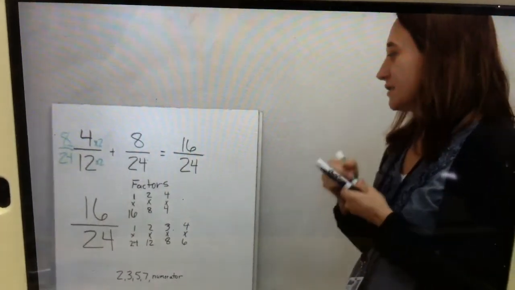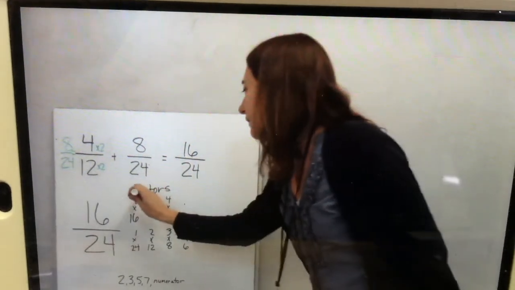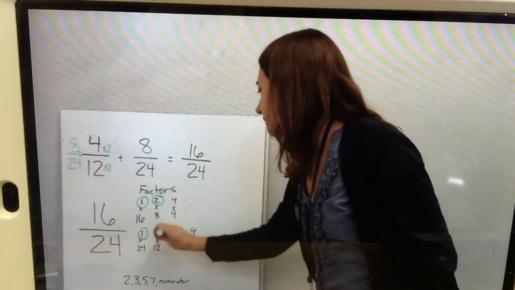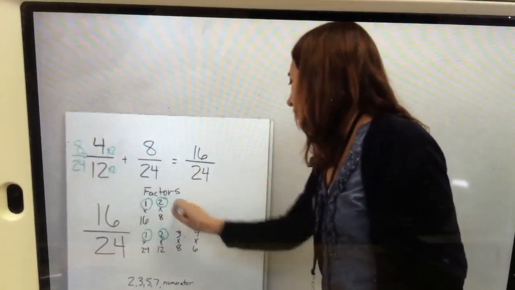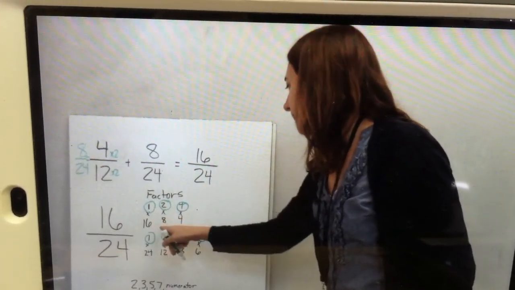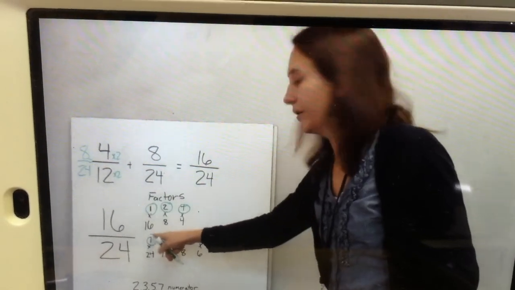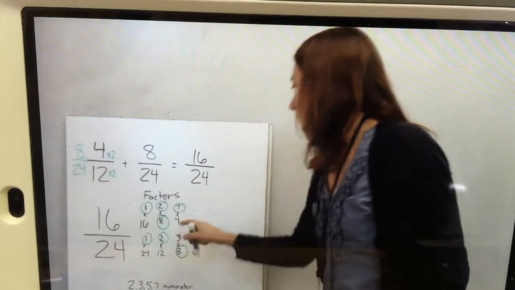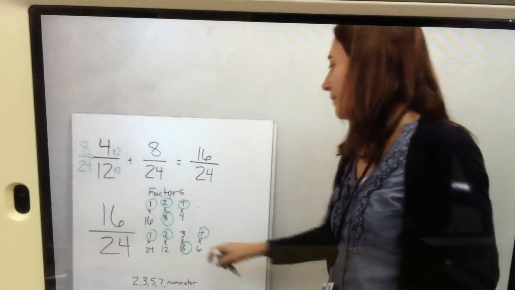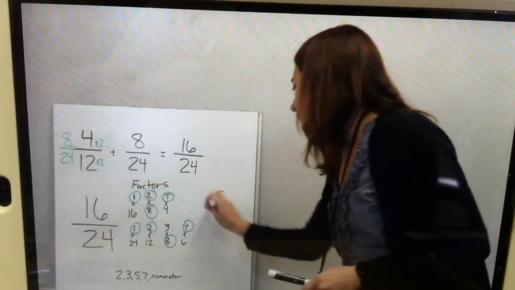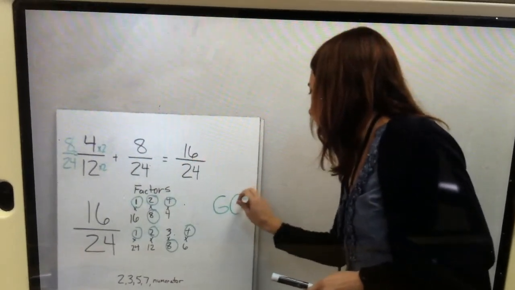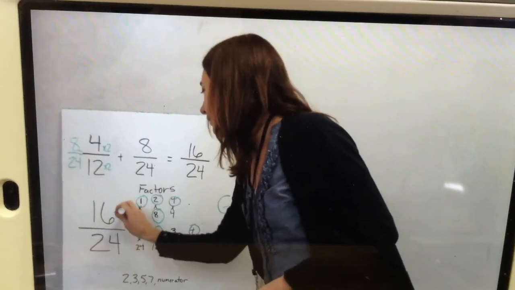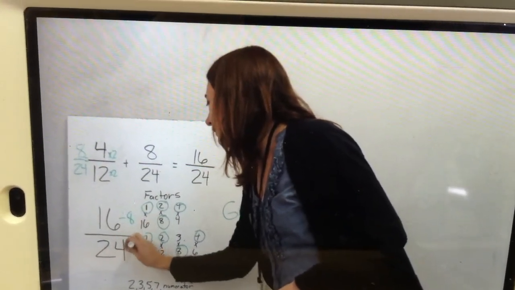So in this case, I'm going to circle all the ones that they have in common. They have 1 in common. They have 2 in common. They have 4 in common. Do they have 16 in common? No. What about 8? Yes, they do. Already did 4. Do they have 6 in common? No. So what is our greatest common factor? 8. So that's what we're going to divide both the top, the numerator, and the denominator by.